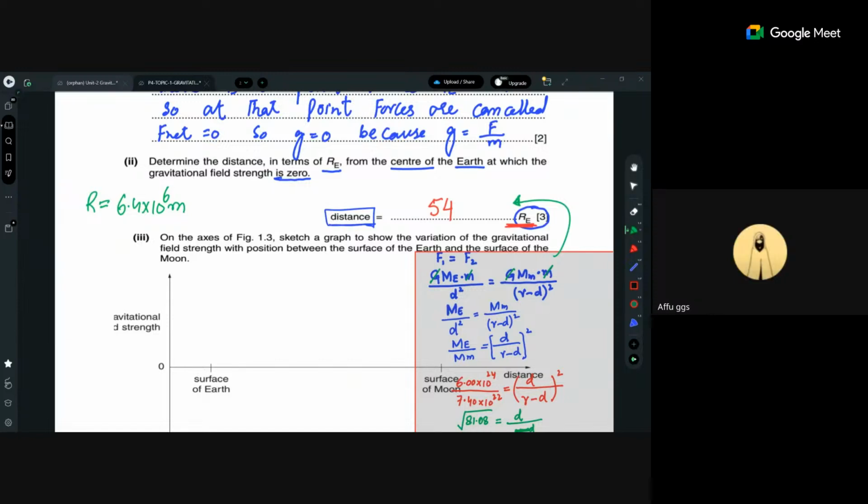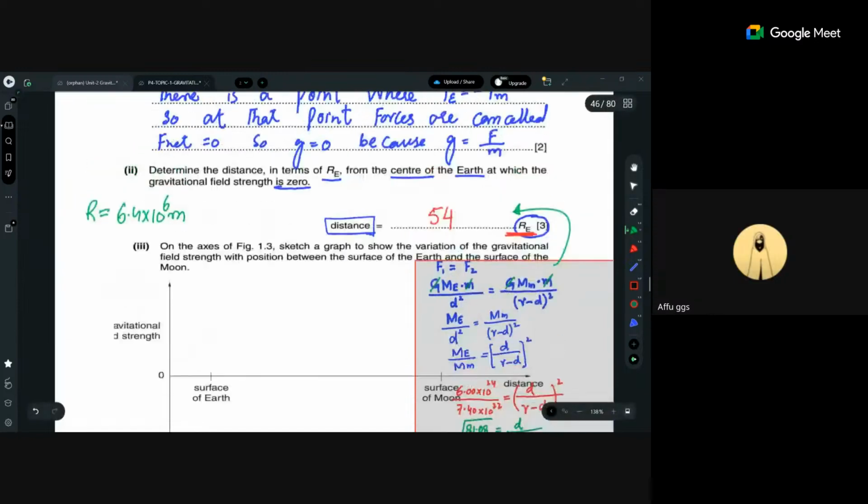ठीक है? सर, कहाँ clear है, डालेंगे सब? रेडियस? RE की जगह यहाँ पे, क्योंकि RE radius है। Yeah, that is actually in the form of RE. This is not in meters or kilometers.